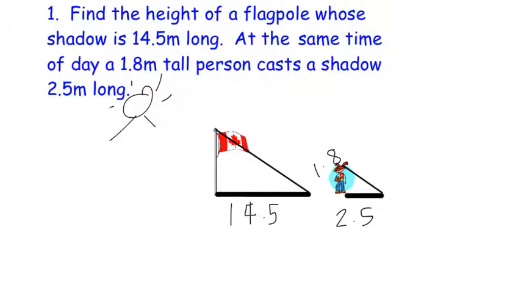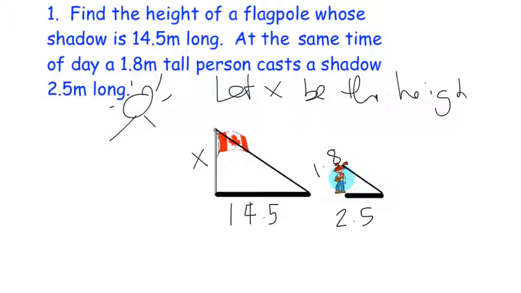Now, what are we trying to find? The height of the flagpole. That's what it says there. So we're going to call that x. Let x be the height of the flagpole. Okay, you get it.